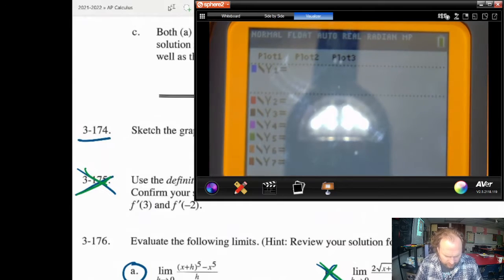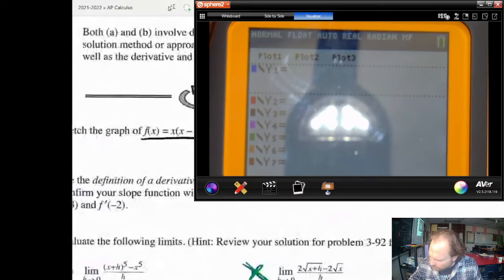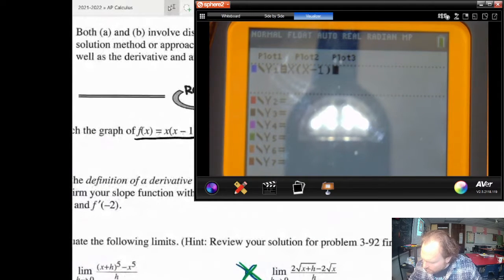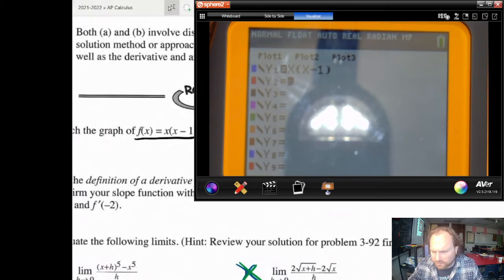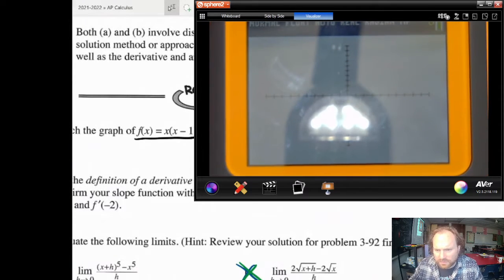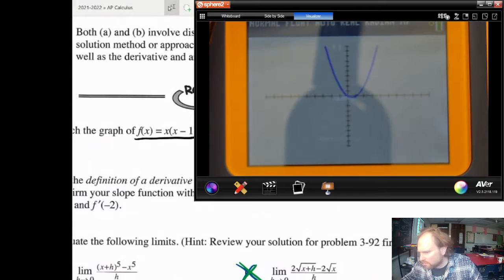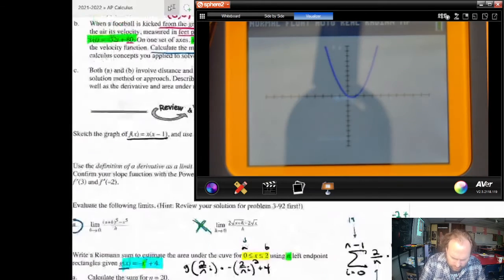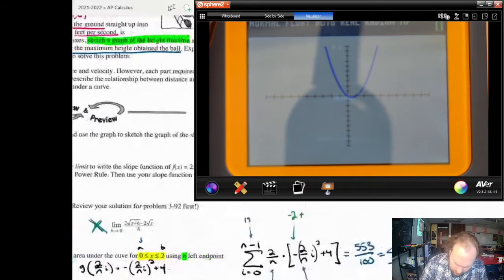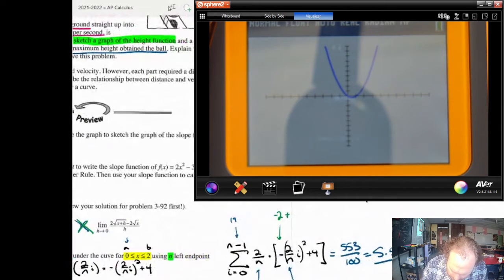So we need this to be x times x minus 1. I suppose we could expand that if we wanted to and graph that, but the base graph is going to be that little parabola right there. So we'll make a sketch of that graph. I'm going to do that on my paper underneath calculator cam. You'll see it in just a moment. Looks like it's got zeros at 0 and 1 and has a pretty easy to predict parabola shape.